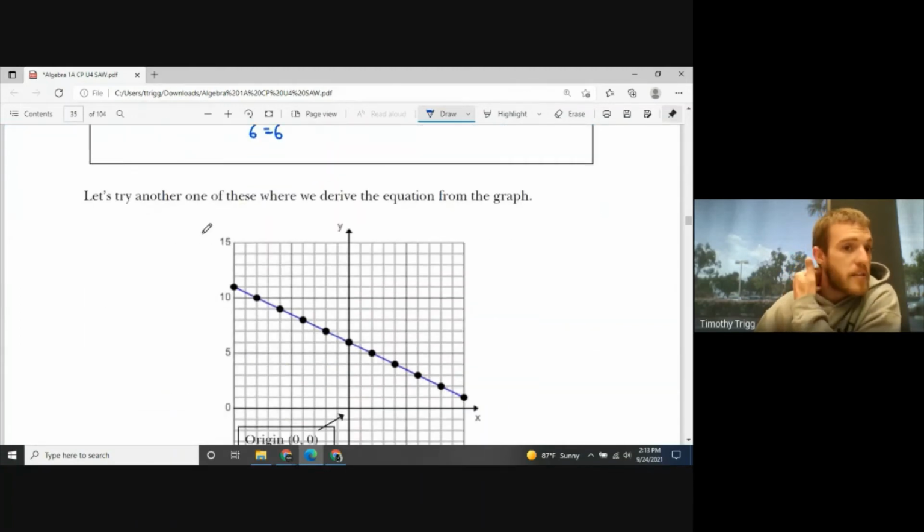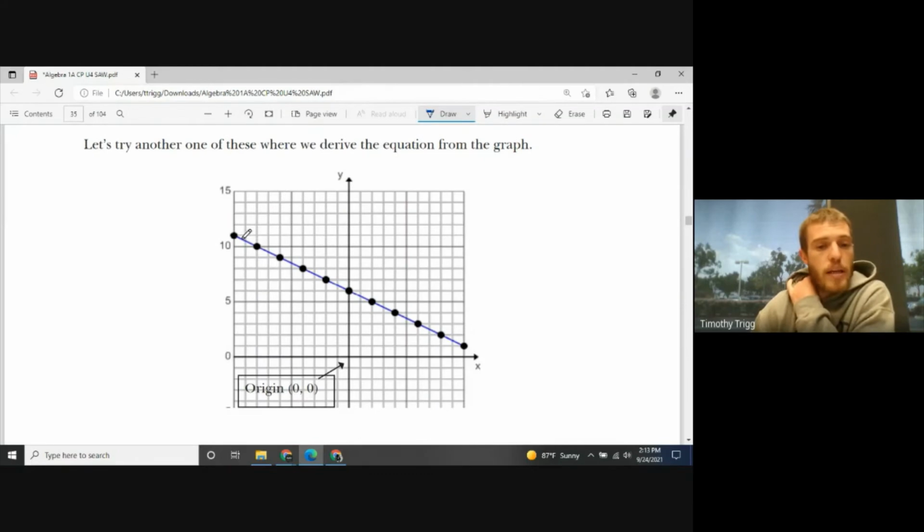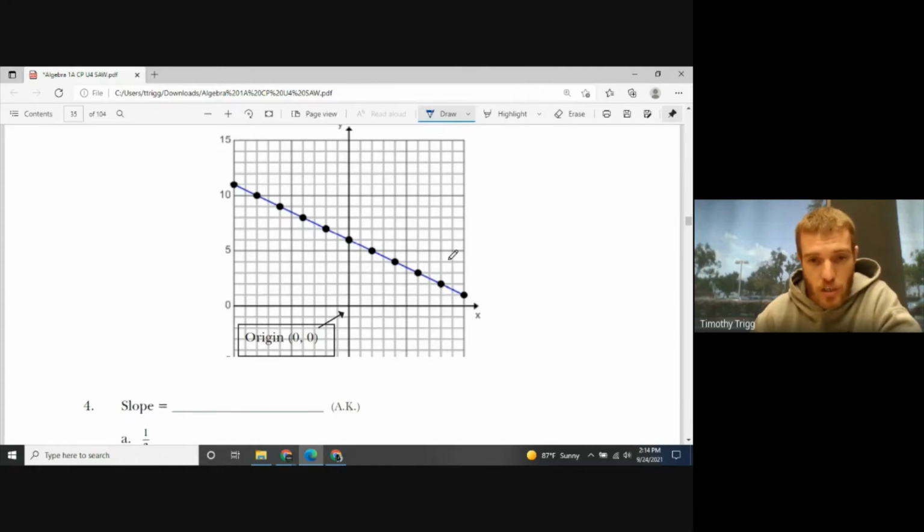Okay, now this graph here, this one is going downwards as you go from left to right. So as you're reading from left to right, this one's going downwards. I want you to notice that. This is different than the one we did before, where the line was going upwards. So how's that going to change it?